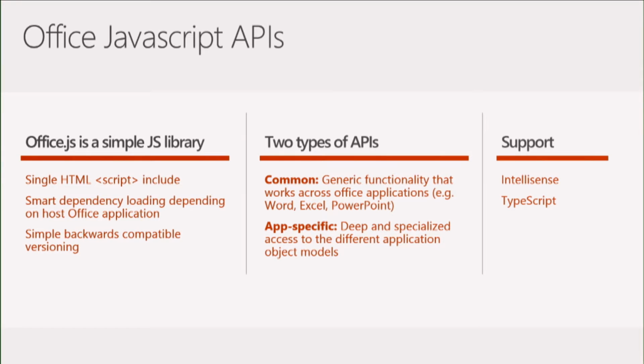So the JavaScript APIs, which I also mentioned a little bit before, are basically a simple JavaScript library. On your web application, you make a reference to the JavaScript library. We have 2 types. One is the common library, which works the same across Word, Excel, PowerPoint, and Outlook. And the second one is app-specific. So there's an Excel-specific API, a Word-specific API, and because it's a library, it supports IntelliSense, you can build TypeScript applications on top of it, and so forth.